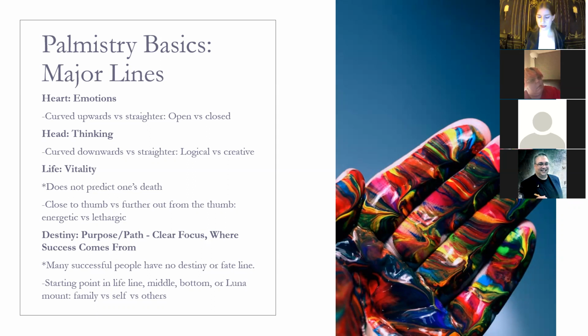So the heart line has to do with emotions, as you can imagine. And the polarity here is: is it more curved upwards or is it more straight? If it's more curved, you might be more open emotionally. If it's more straight, you might be a little more closed off in relationships and even to do with yourself and your own inner emotions. So a curved heart line is often called a physical heart line.